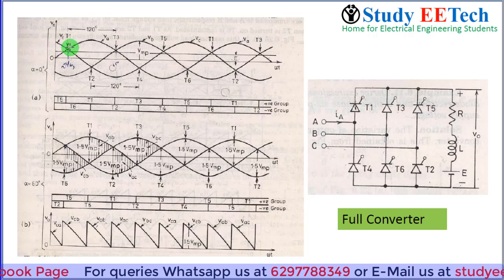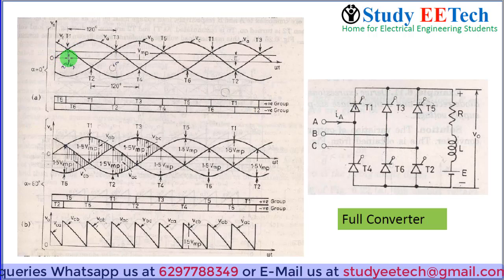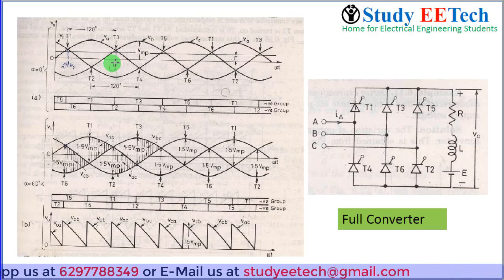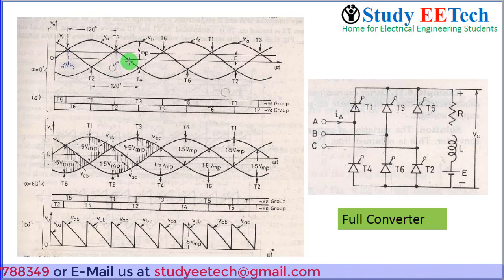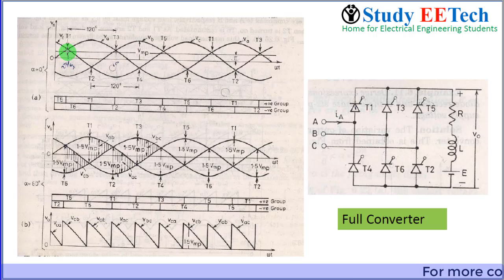Look at this point closely. This point's angle is 30 degree, right? Because till this point is 180 degree, so 3 equal segments will be 60 degree each and half of that is 30 degree. So before 30 degree T1 is not forward biased, so T1 becomes forward biased from this point only. So we will consider this as the 0 firing angle for T1. Though this point is 30 degree, in terms of firing angle it is 0 firing angle for the thyristor.